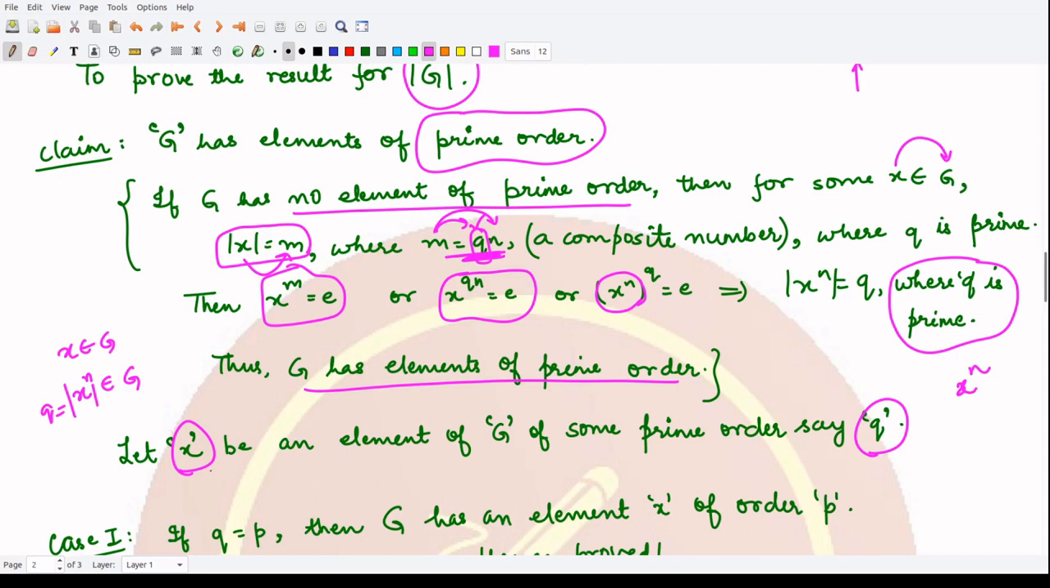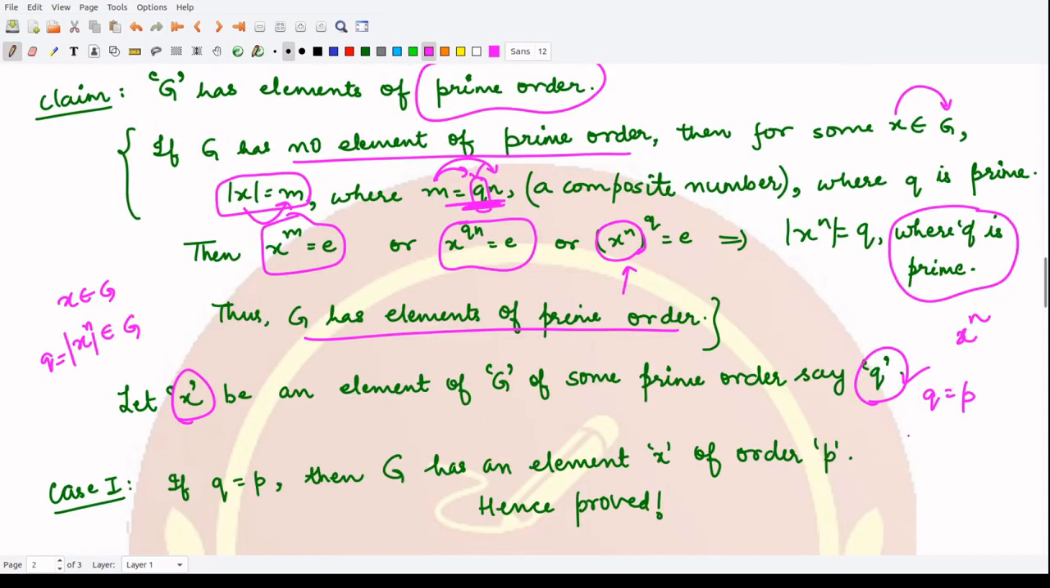Now you would ask how this x appeared. We are assuming, because this was some arbitrary member, so we can assume this x, which is an element of G, to have some prime order Q. Now, if this prime number is exactly equal to P, then our result is proved, because that is what we wanted to prove, that G has an element x of order P, right?